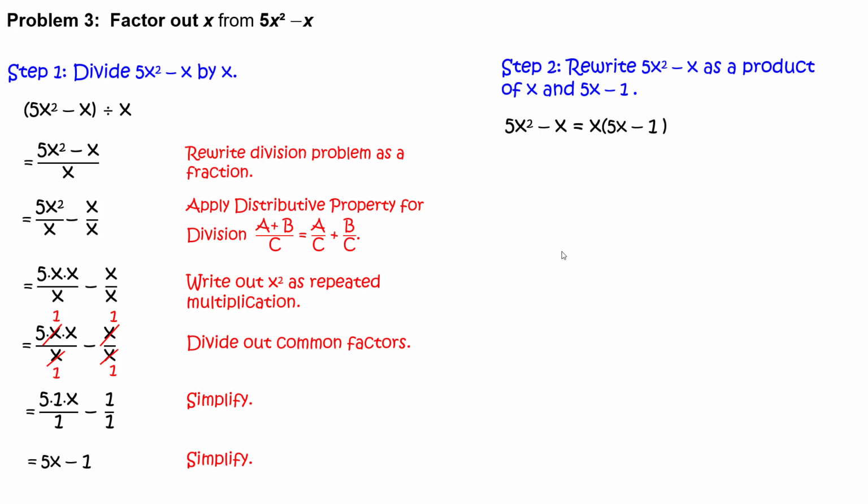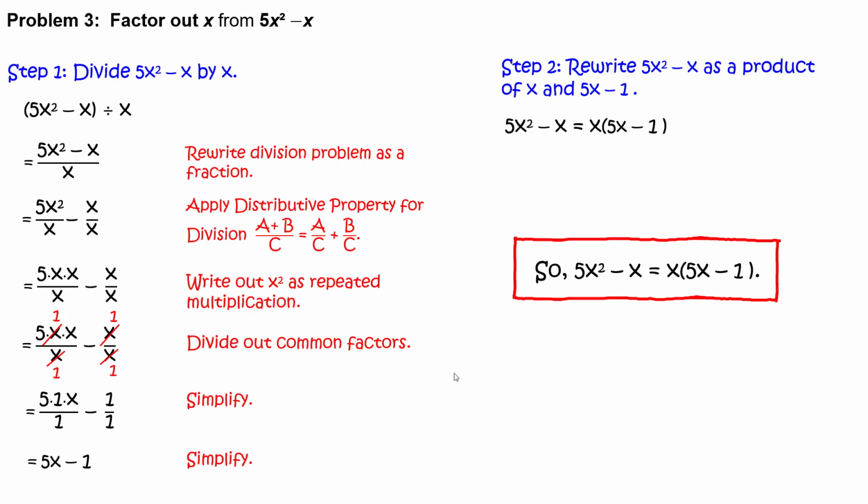Okay, so I'm going to state my result. I'm going to write 5x squared minus x equals x times the quantity 5x minus 1. And what I did was I factored out an x.